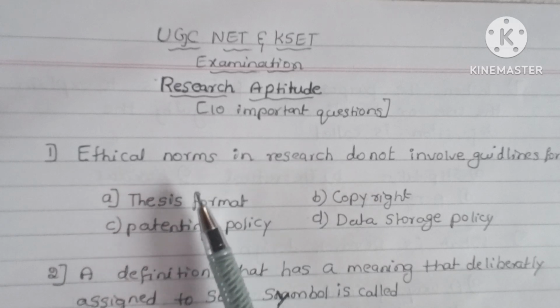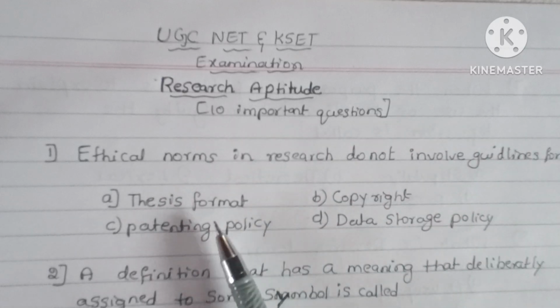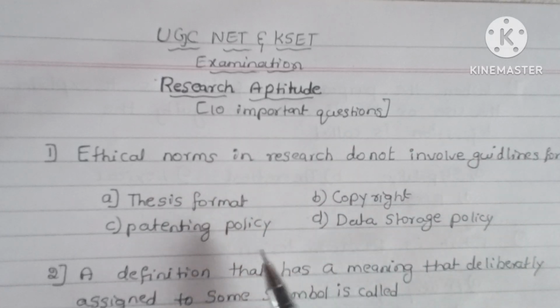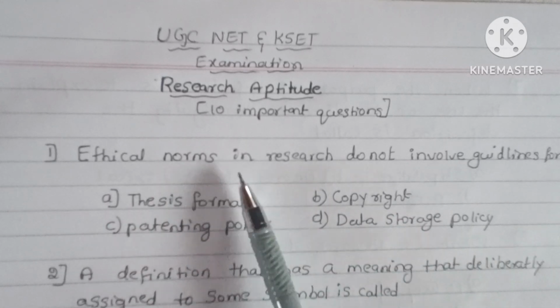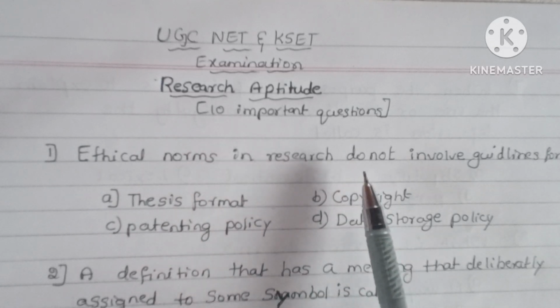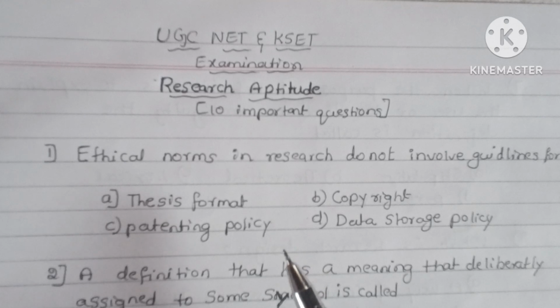First one: ethical norms in research do not involve guidelines for thesis format, copyright, patenting policy, data storage policy. Ethical norms in research are designed to distinguish right and wrong. They guide all researchers in behaving well and keeping away from bad behaviors. There are specific ethical norms for copyright, patenting policy, and data sharing policy.